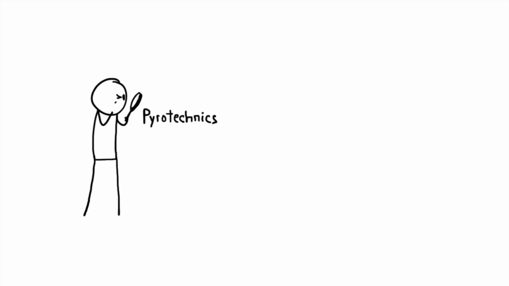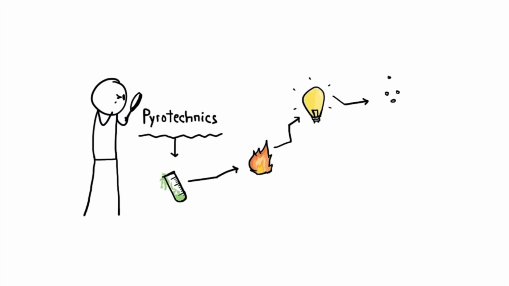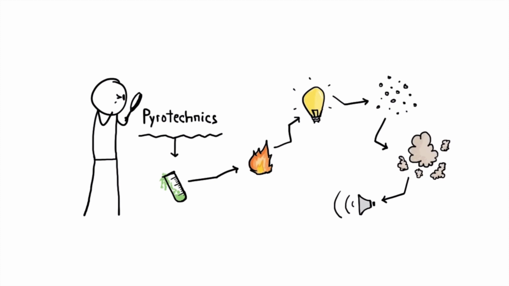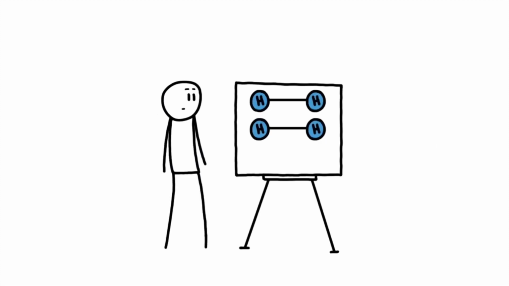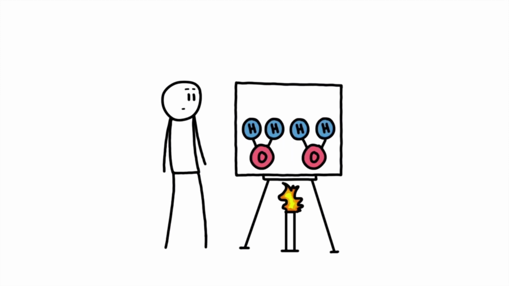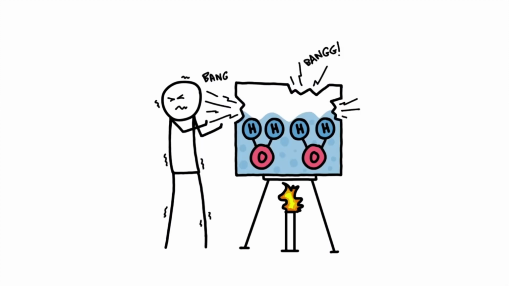To understand the chemistry of fireworks, we need to understand what's called pyrotechnics, which is the science of how chemical reactions produce heat, light, gas, smoke, and sound. We know that if we mix oxygen and hydrogen atoms with enough activation energy, we can break their polar covalent bonds. The atoms rearrange themselves to make water, and not just water, but energy in the form of a bang.